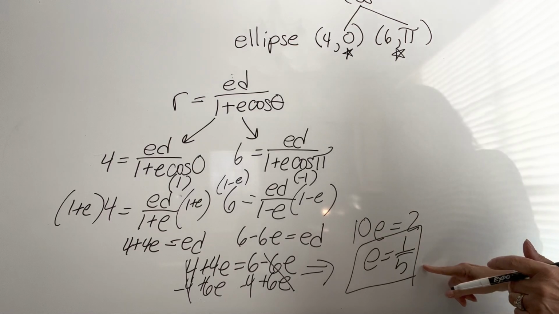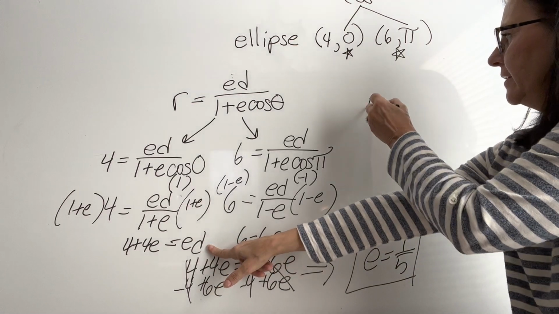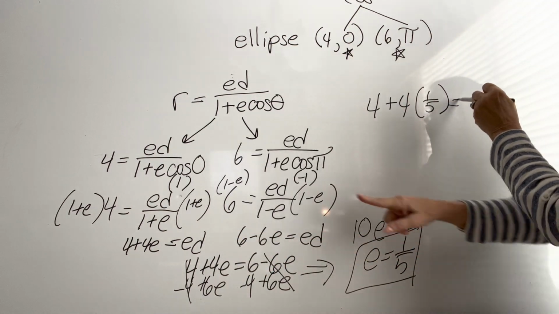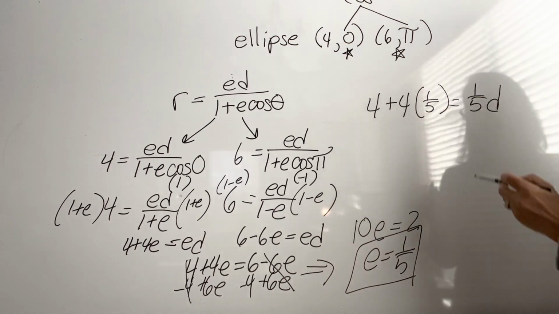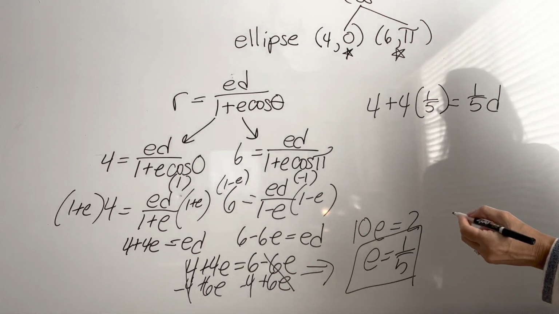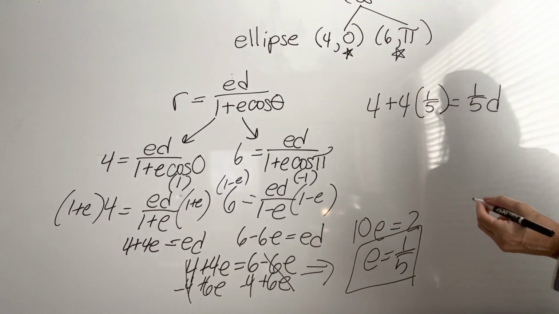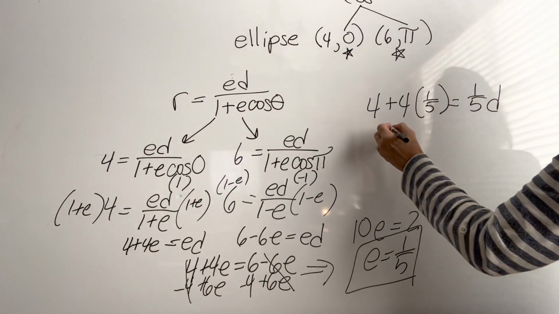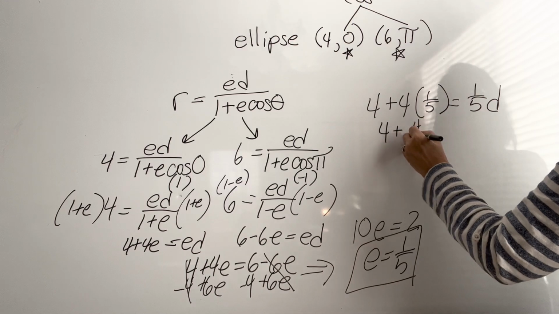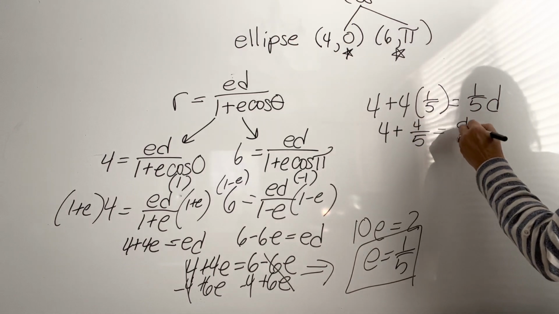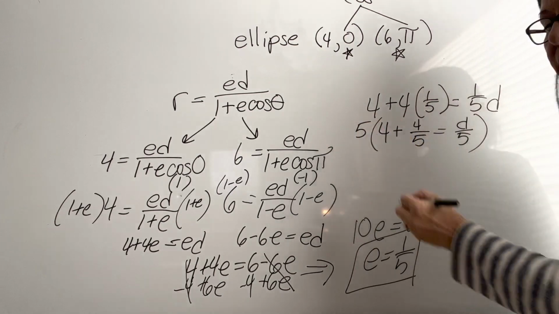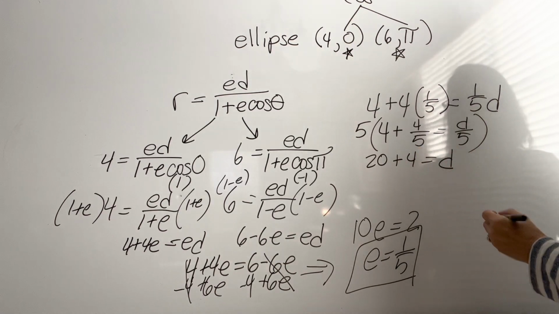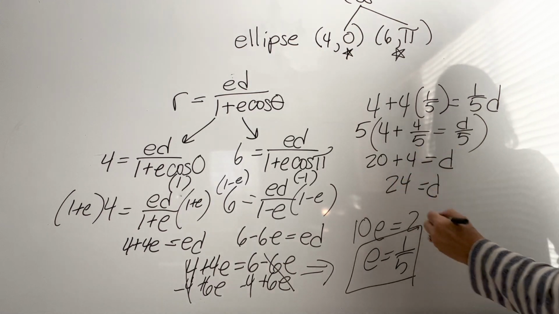So now I've got to solve for d. I'm going to go back to this one and solve for d. 4 plus 4 times the value of e, 1/5, equals e, 1/5, times d. All right? I'll erase it in a minute. So this is 4 plus 4/5 equals d over 5. I want to eliminate that denominator. I'm going to multiply every term by 5. So I end up with 20 plus 4 equals d. Well, d is 24. That was pretty easy.